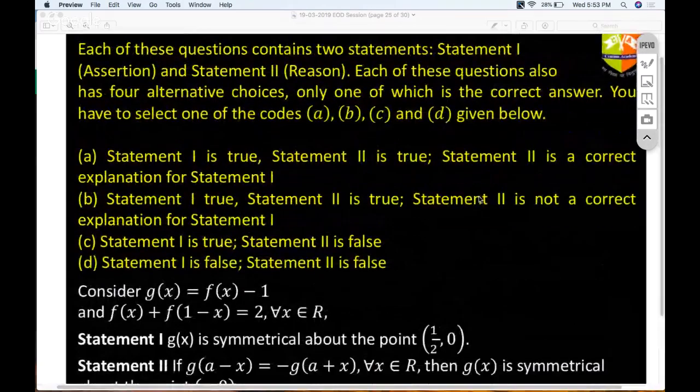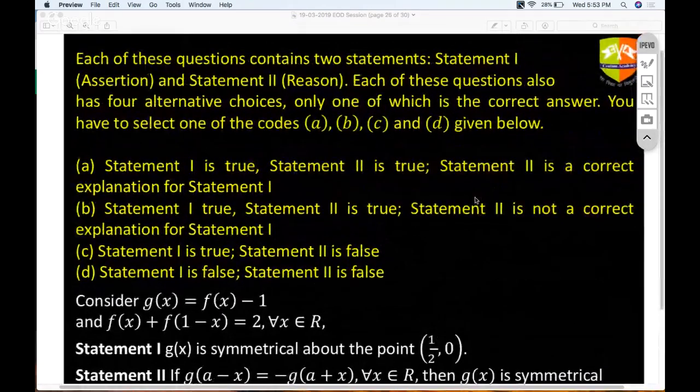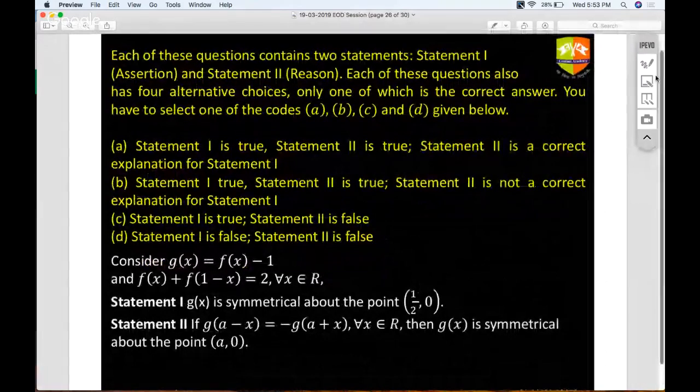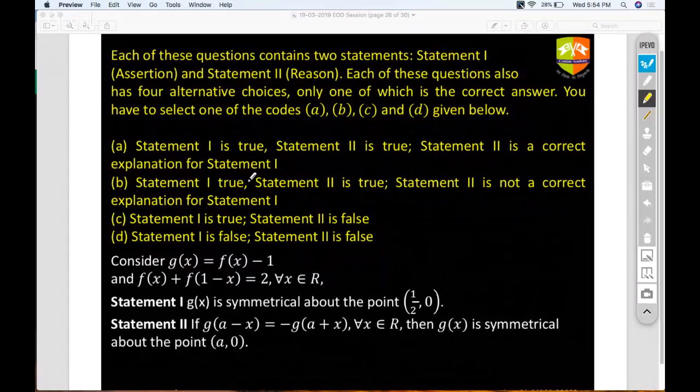Okay, so next is a true and false question. This is the direction for the true and false questions. All of you would have already gone through it. Statement 1 is true, 2 is true, 2 is the correct explanation. 1 is true, 2 is true, 2 is not the correct explanation. 1 is true, 2 is false. 1 is false, 2 is false. Okay, so this is the first question.